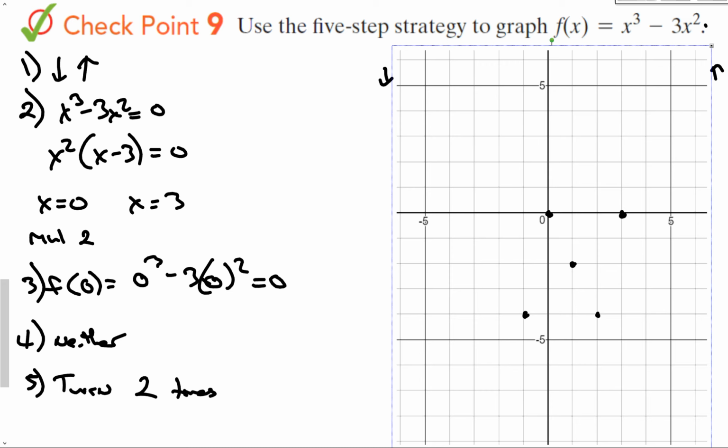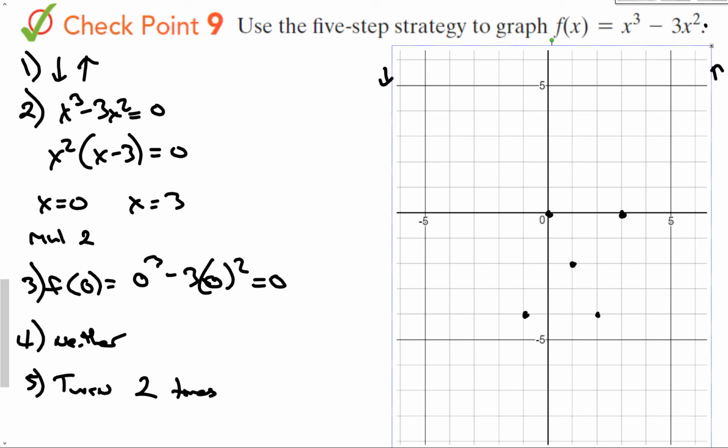Let's find the y-intercept by finding f of 0. If I plug 0 in, I will get -2 times 0 minus 1 squared times 0 plus 2. When I calculate this, I get -4. And there's my point.